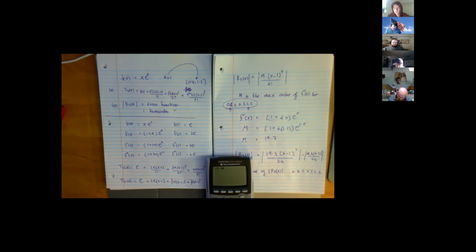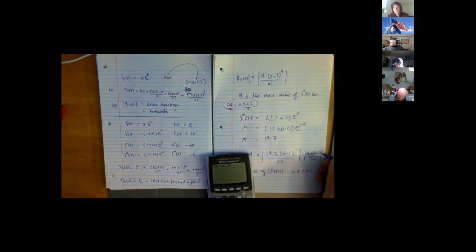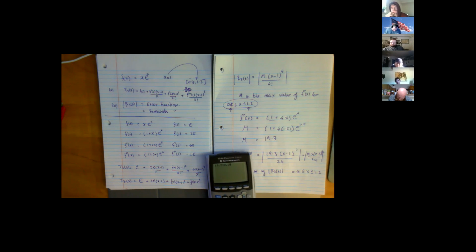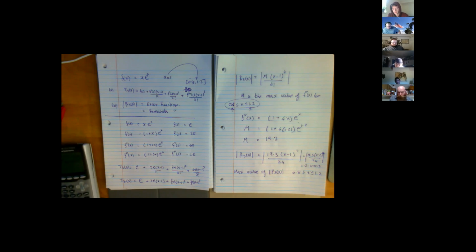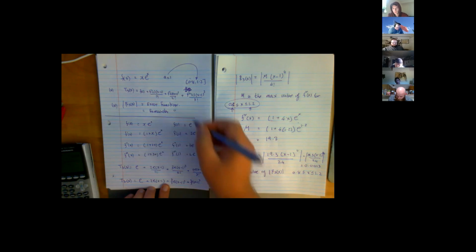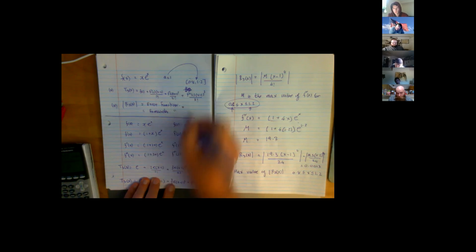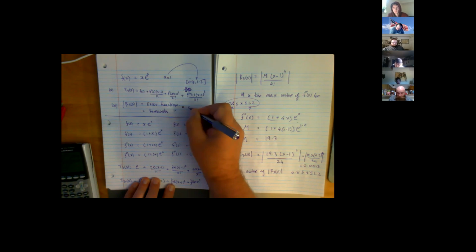19.3 times 0.2 to the power of 4, which is that, divided by 24, which is that. And I just about got enough room in here. How about 0.0013? So this remainder function is 0.0013.